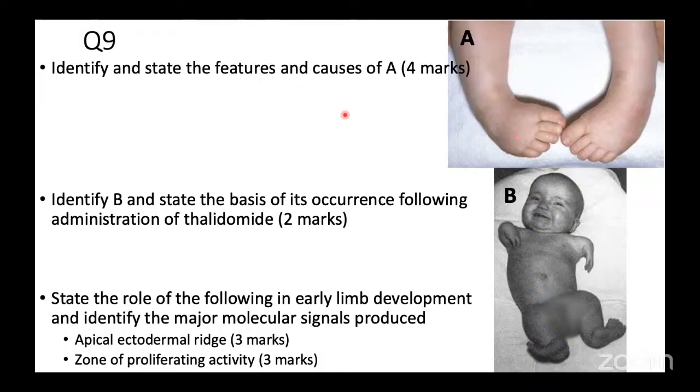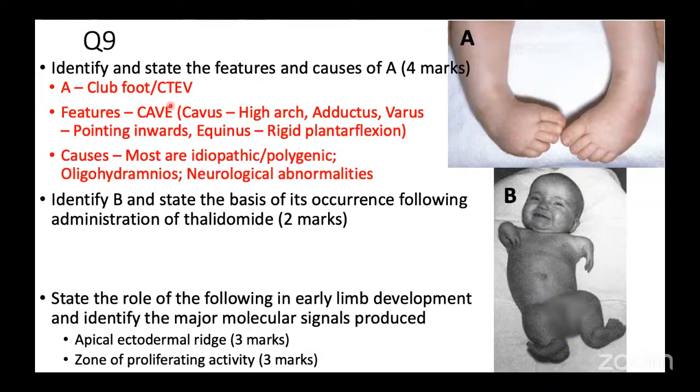So the mnemonic used to remember the features is CAVE, C-A-V-E. So C is cavus. Pes cavus means a high arch of the foot. So if you were to look at the sole, you'd see it's high arched, all right? Adductus, it's adducted. You can see that's clear. Varus, it's pointing inwards, also clear. And then equinus, where you have rigid plantar flexion, all right? So at this ankle joint, you have plantar flexion, which is not easily dorsiflexed, okay? So these four features are what characterize clubfoot or congenital talipes equinovarus, hence the name.